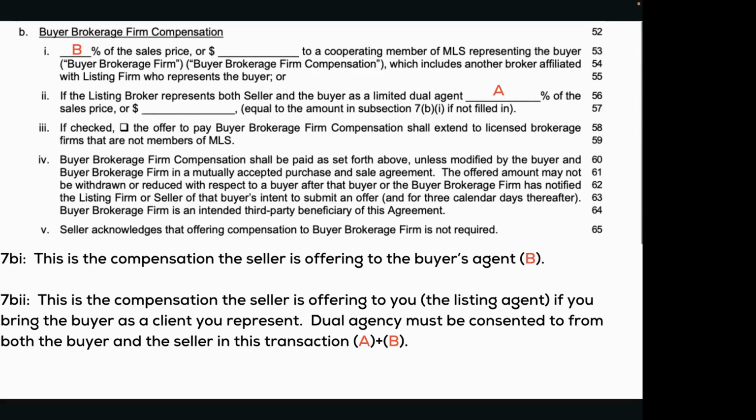And then if the listing broker represents both parties, it'll either default to what the buyer broker is being offered, or if there's a different amount you want to put in there, then you can go ahead and place that in here. So the way it works at the end of the day is you get listing compensation because you're the listing broker. And if you happen to be a dual agent, which does take consent from your client on both sides there, you would put that section in BII right here.